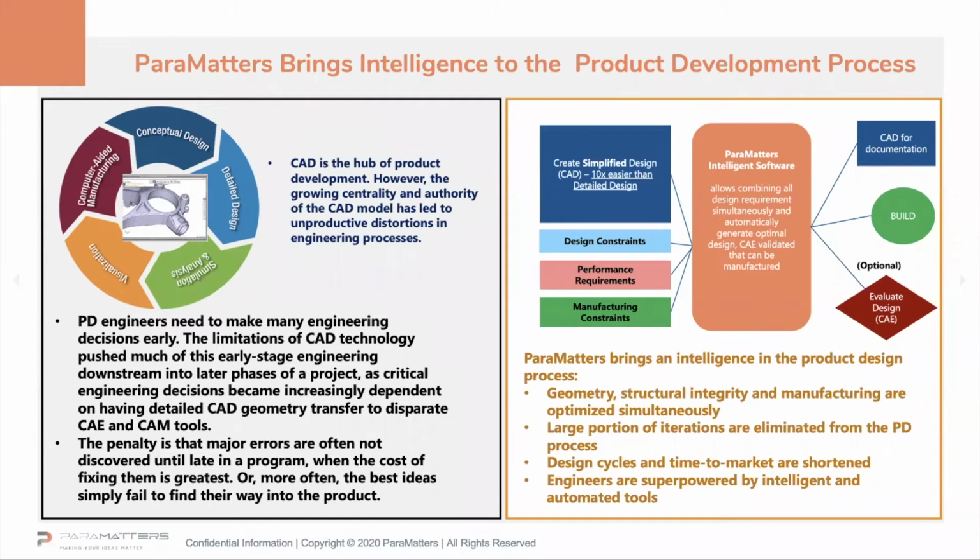The design comes back. And so these loops, and the fact that the CAD model can't be worked to completion by the design engineer, is delaying the development cycles. Whereas in ParaMatters, we're able to work with the design engineer with one tool to figure out the structural integrity and the manufacturability piece and optimize in a very user-friendly tool. Next slide.